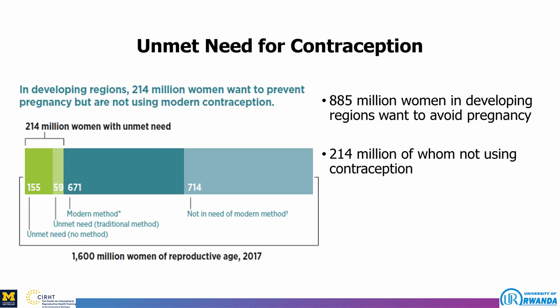The unmet need for contraception globally in developing regions: 214 million women want to prevent pregnancy but are not using modern contraceptive methods. 885 million women in developing regions wanted to avoid pregnancies. Of these, 214 million women are not using contraception. So you can see the gap is huge. 1,600 million women of reproductive age were reported to have no access in 2017.